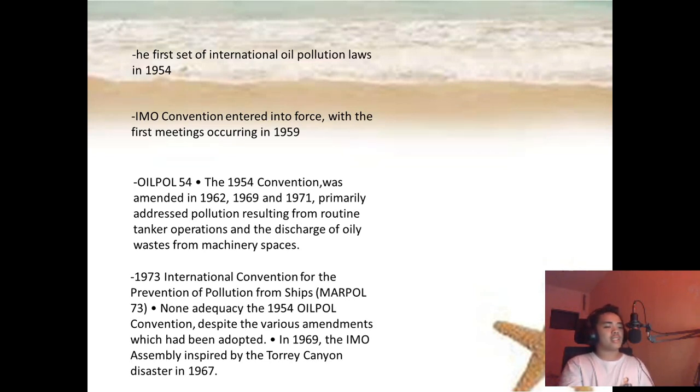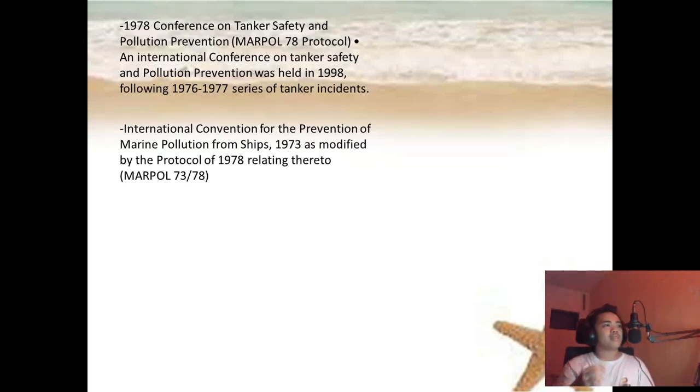In 1969, the IMO assembly was inspired by the Torrey Canyon disaster in 1967. So, in 1978, the Conference on Tanker Safety and Pollution Prevention adopted the MARPOL 1978 Protocol. The international conference on tanker safety and pollution prevention was held in 1978, following a series of tanker incidents in 1976 and 1977. So, the International Convention for the Prevention of Marine Pollution from Ships, 1973, as modified by the Protocol of 1978 relating thereto, is MARPOL 73/78.